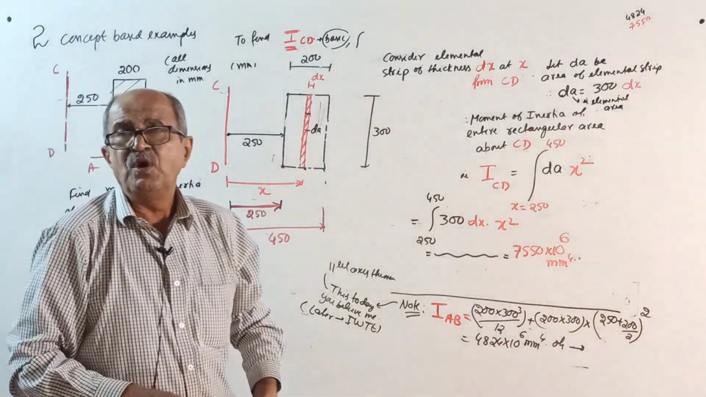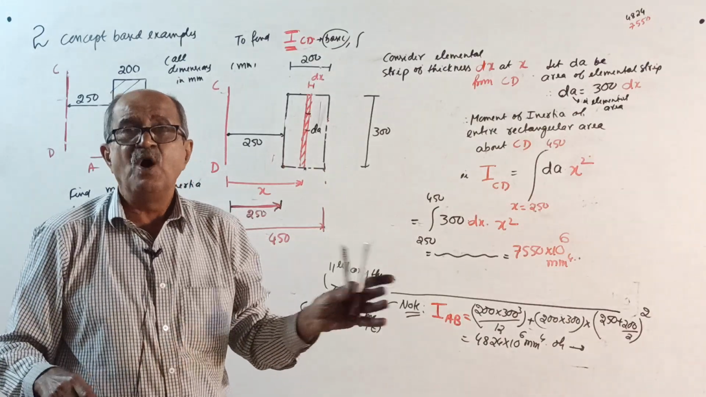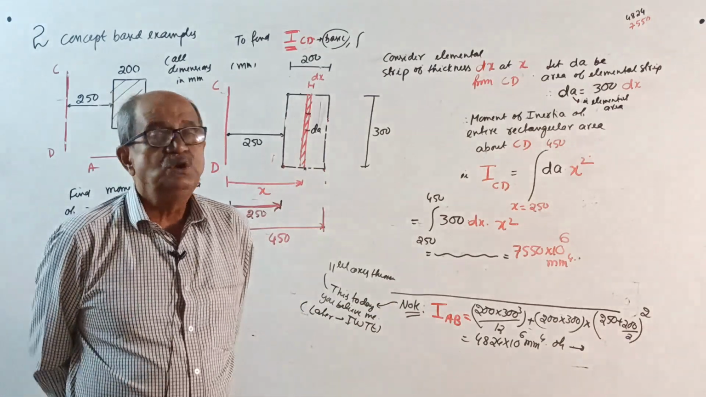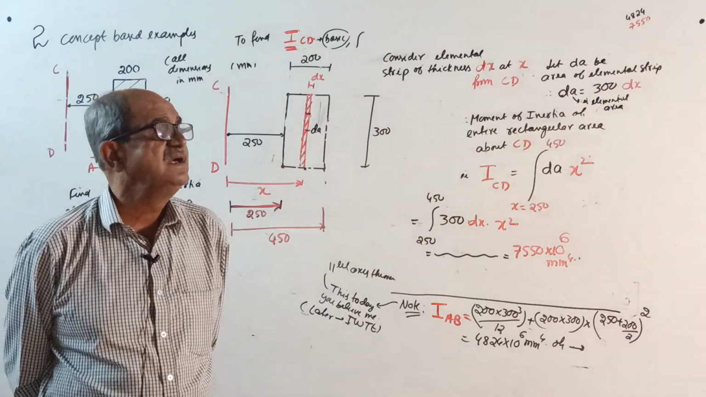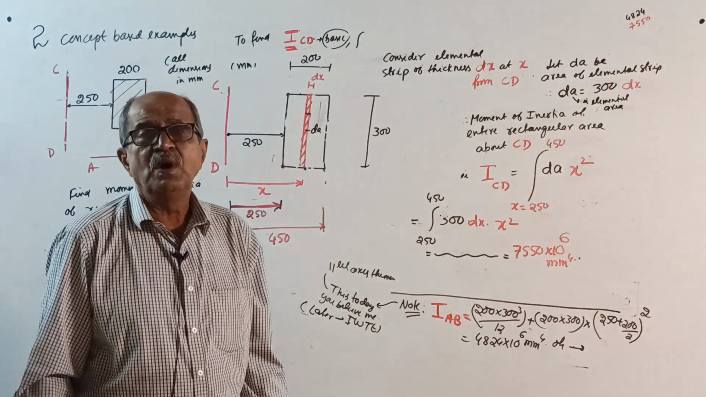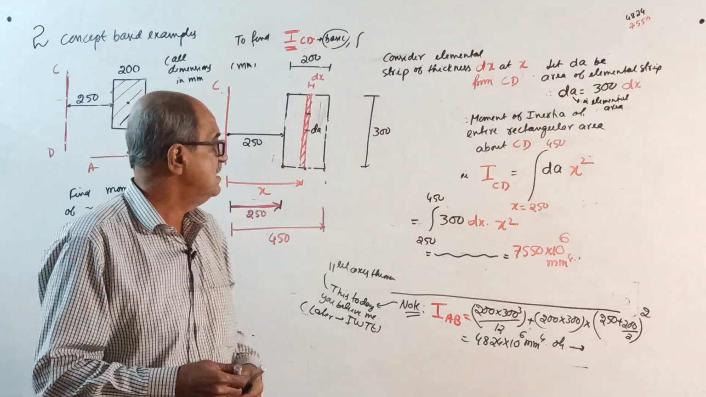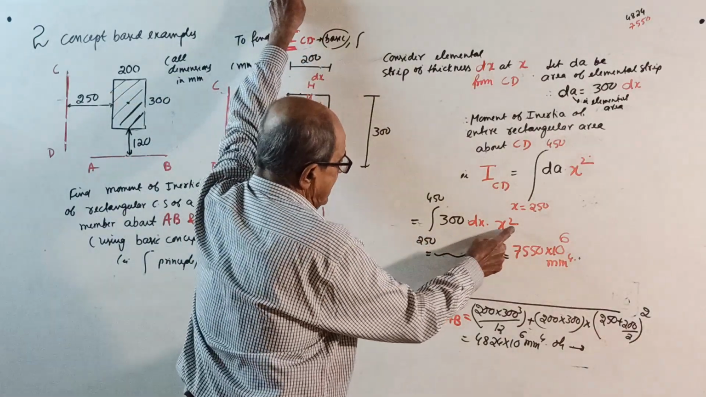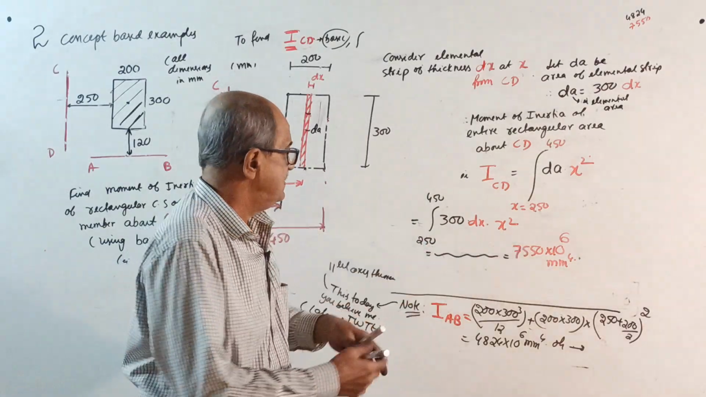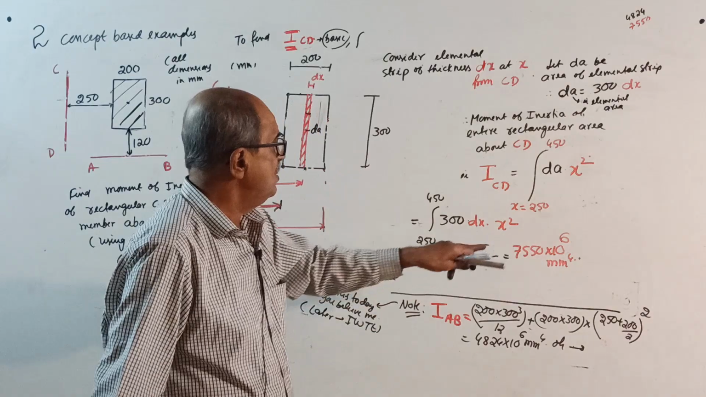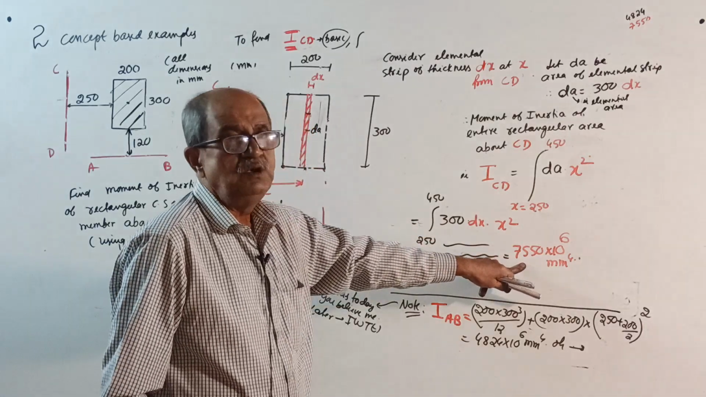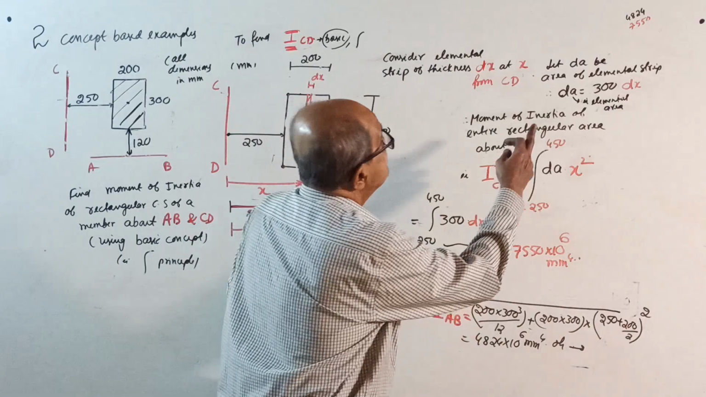I told you, for limits I will take one more class, not structural engineering, a general class on YouTube, in the series of classes I am uploading: do's and don'ts, what technical mistakes you make, sign convention. Along with that, I will take one class exclusively for limits of integration. Okay. So 300 dx into x square, integrate. Now I can do it. 300 into x square becomes x cube. Now you do it: 300 into x cube by 3, that is 450 cube by 3 minus 250 cube by 3. You will get 7550 into 10 to the power 6 millimeter power 4.